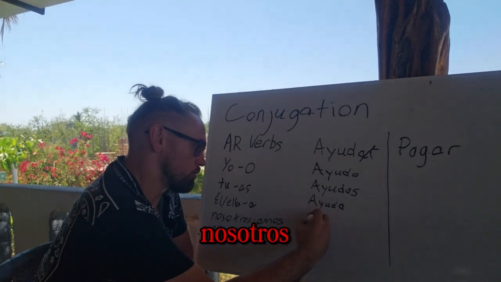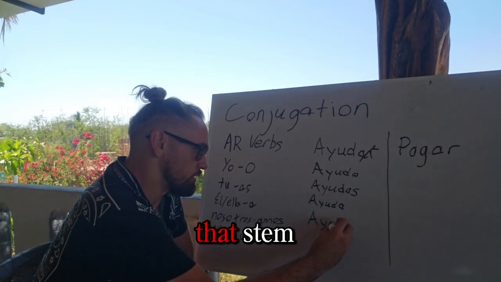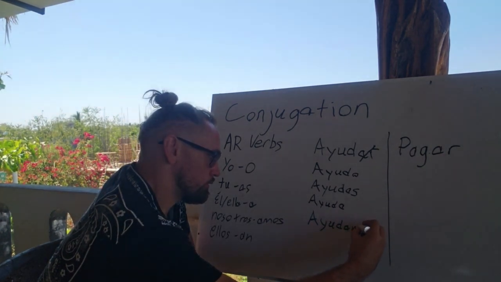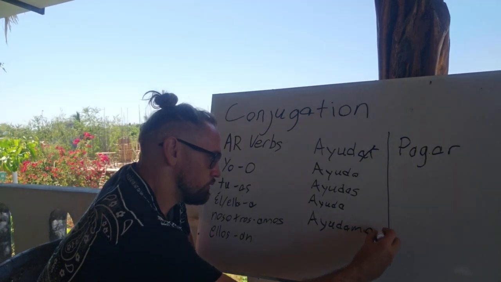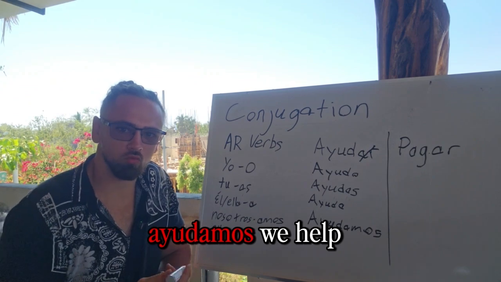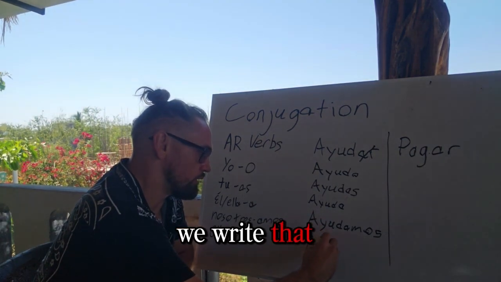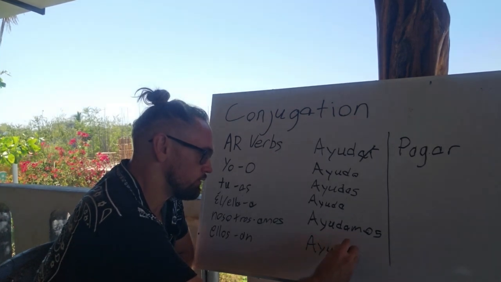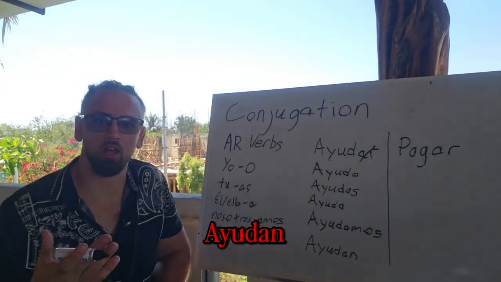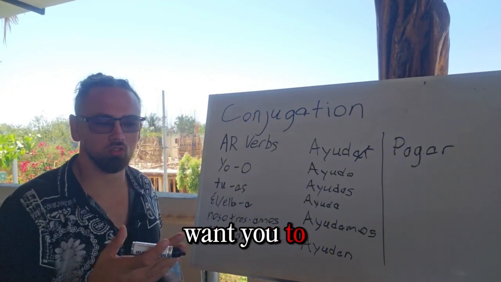Same thing for nosotros. We're going to write that stem, and then we're going to add our endings. Ayudamos. Nosotros ayudamos. We help, right? And the last one, we write that stem again, and we're going to add our ending. Ayudan. They help.